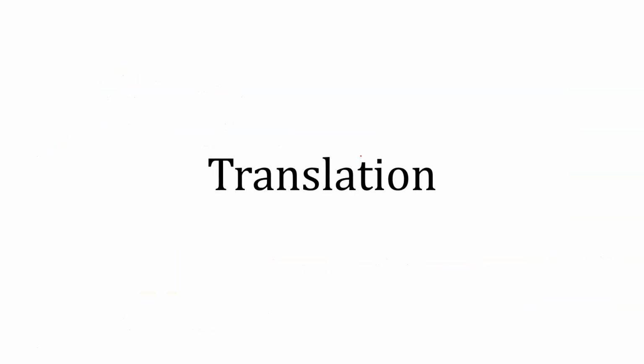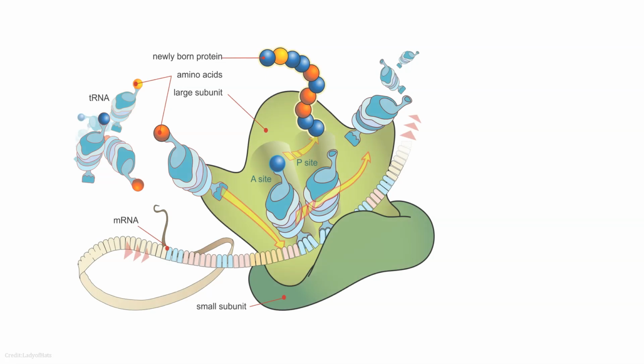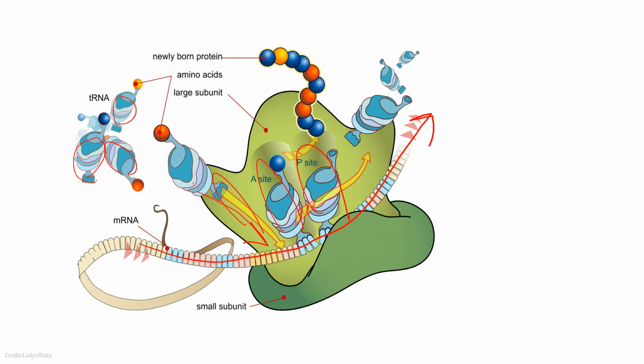Okay, the process of translation, of actually building the protein, happens at the ribosome. In this illustration, the ribosome is this green thing, and how it works is that mRNA is going to be fed through the ribosome. The ribosome has different sites on it, and one of the sites allows a molecule of tRNA to enter, and the tRNA is what we're seeing here as these little molecules.